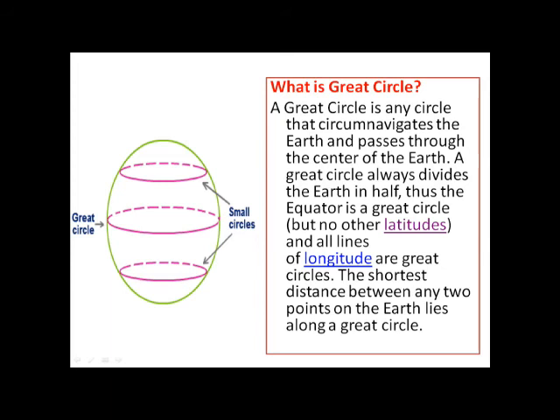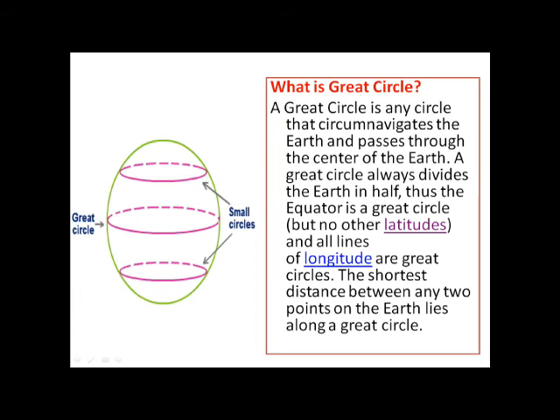Let's look at the last part, which is the great circle. A great circle is a circle drawn on the earth in such a way that the center of the earth matches with the center of the circle. The radius of the great circle is the same as the radius of the earth. A great circle is the largest possible circle that can be drawn on the surface of a sphere. Any number of great circles may be drawn on a sphere. All great circles are divided into two equal hemispheres.